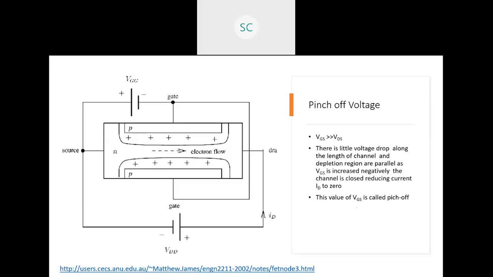So in short, if the gate to source voltage is very large as compared to the drain to source voltage, a large voltage drop will be generated along the complete length of the channel. This is the length of the channel, and these are the depletion regions, which are parallel to one another. They will close and therefore no current will flow. So this is referred to as the pinch off voltage.